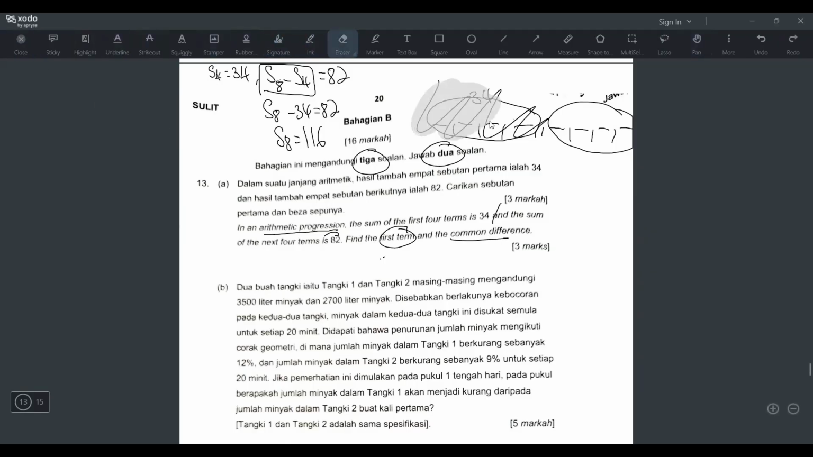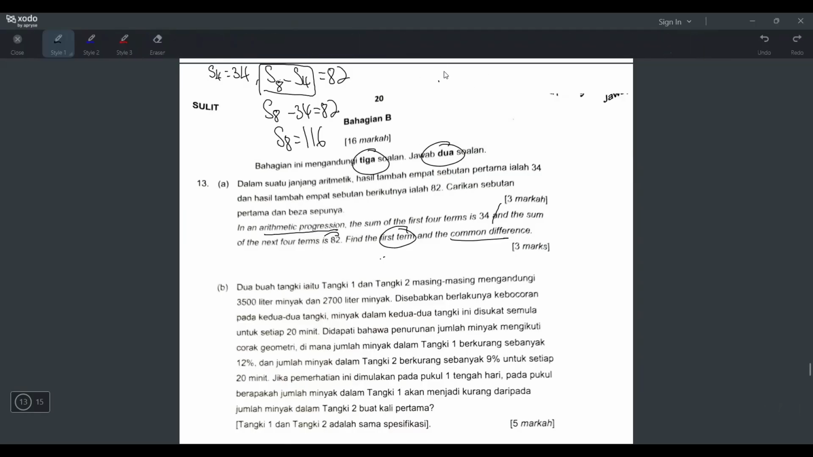So let me make some space. Which formula will you use? The Sn formula. Do you know what the Sn formula is? For arithmetic, the Sn formula looks like this. I write it here: Sn equals n over 2, big bracket 2a plus (n minus 1)d. So this is the formula that we will use now.